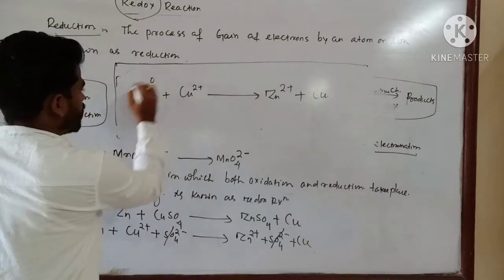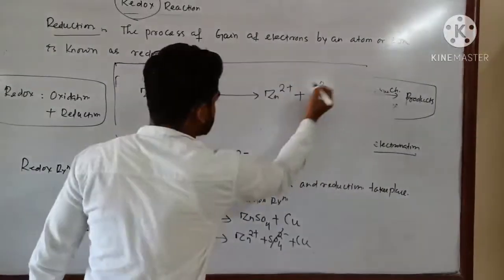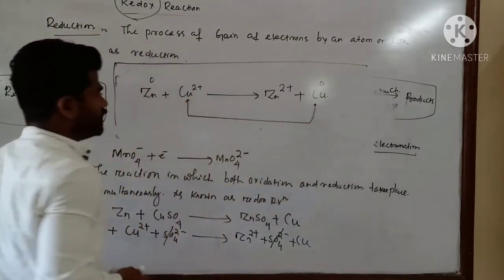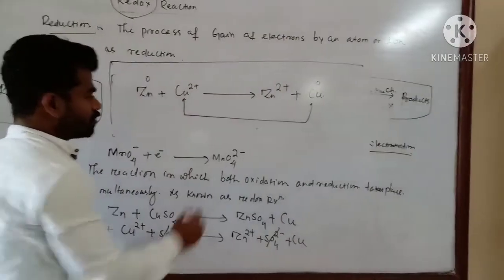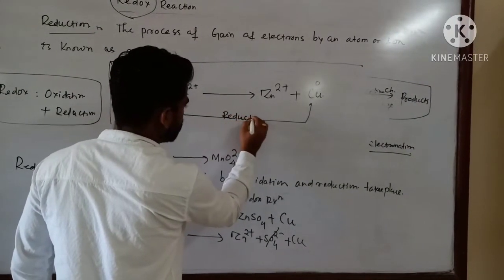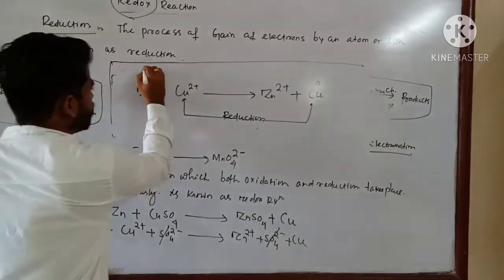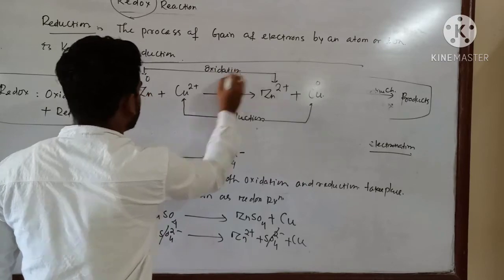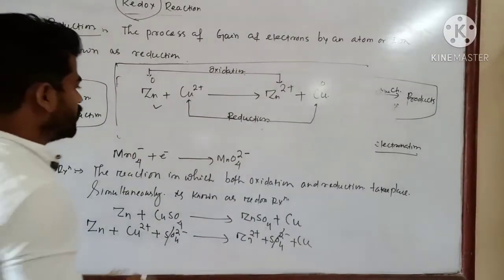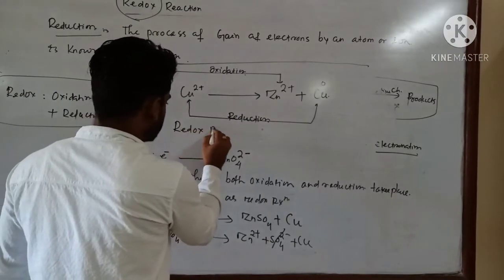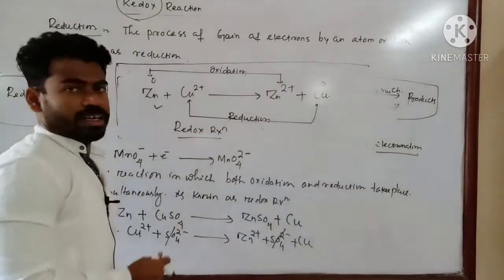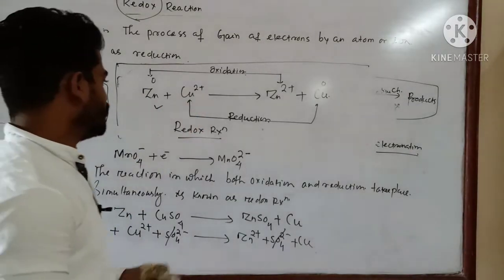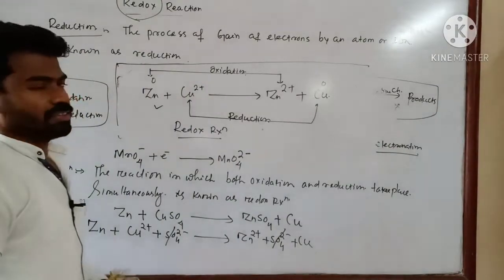Here you see, what is the charge of zinc? 0. What is the copper? 0. So Cu2+ to 0. That means decrease in positive valency or positive charge. So this is called reduction. Just I have defined. And here increase in positive charge in case of zinc, that is called oxidation. So overall this type of reaction is known as a redox reaction, since both the oxidation and reduction takes place simultaneously in this reaction. Zinc is oxidized and copper is reduced. That's why this is known as a redox reaction.